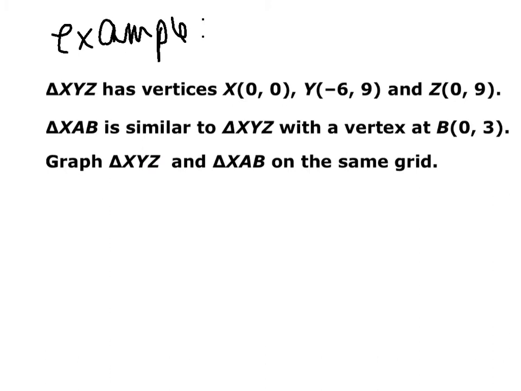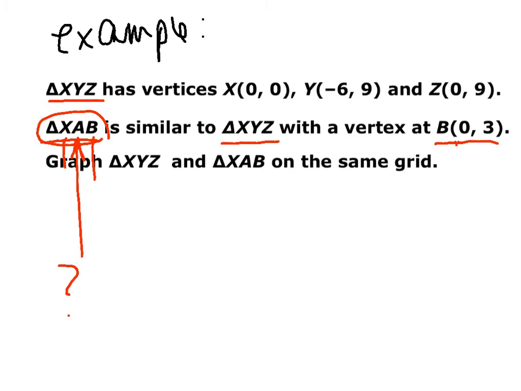Let's try our first example. We're going to be graphing here. Triangle XYZ has vertices X, Y, and Z at those points on a grid, and XAB is similar to XYZ with a vertex at B (0, 3). Graph them on the same grid. So we only know where this point is for this triangle. We know where X is and B is. We don't know where A is. That's what we're trying to figure out. So they're asking us to graph it, but we don't know where that point goes. So let's figure it out.